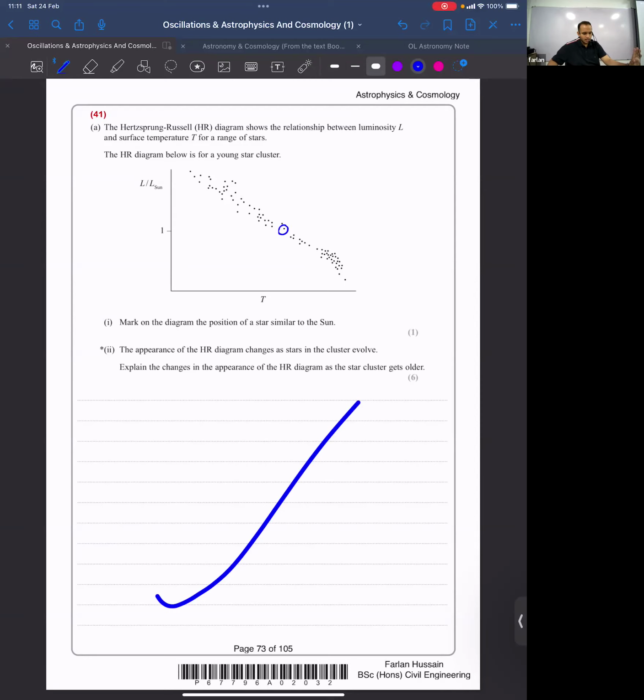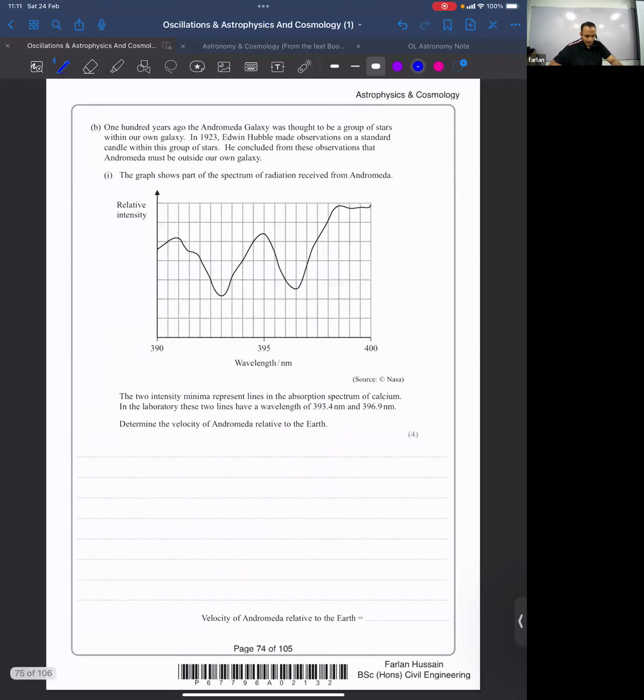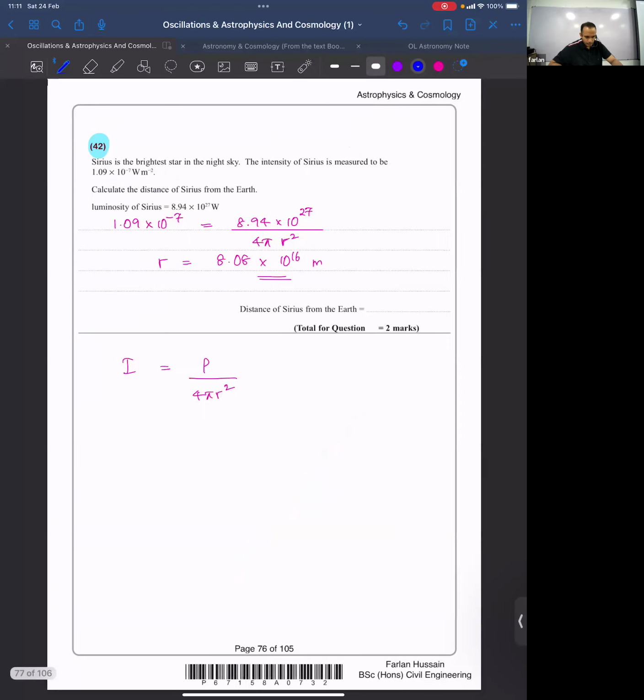You can mention how some stars will be going to the red giant stage, and then going to the white dwarf stage. You can speak about it. Please write an answer, you can try it for homework, and part B as well.